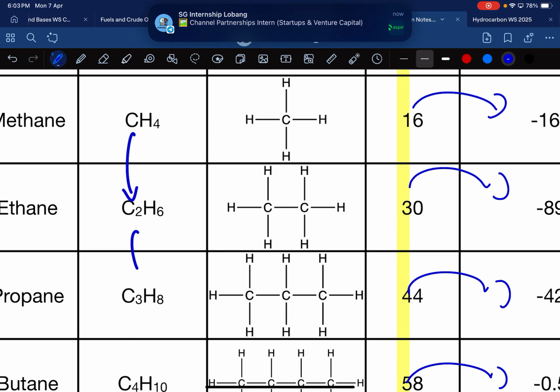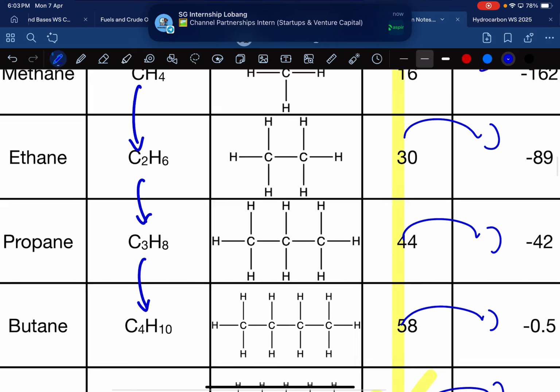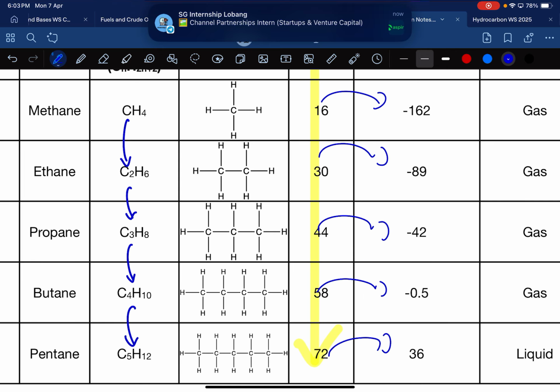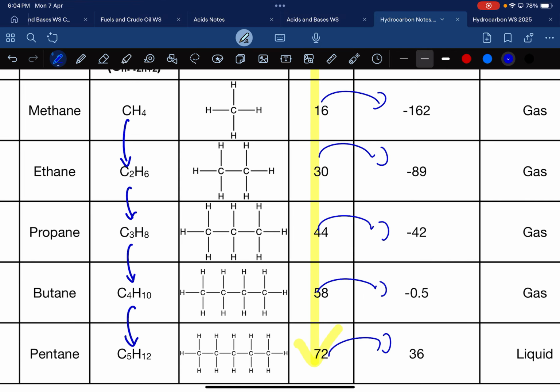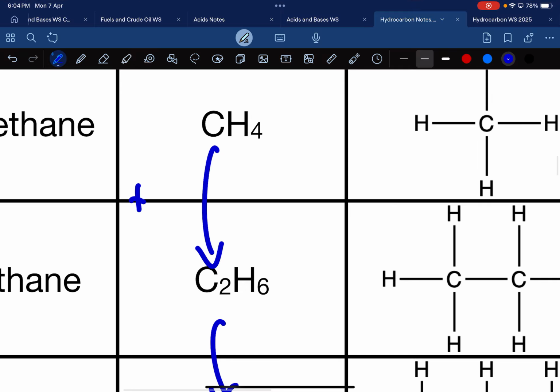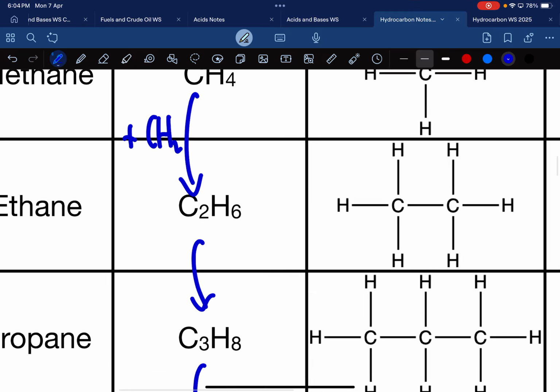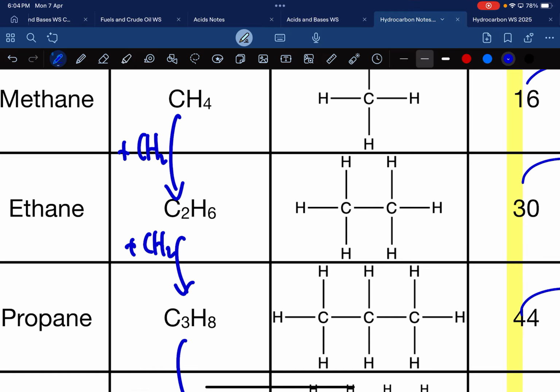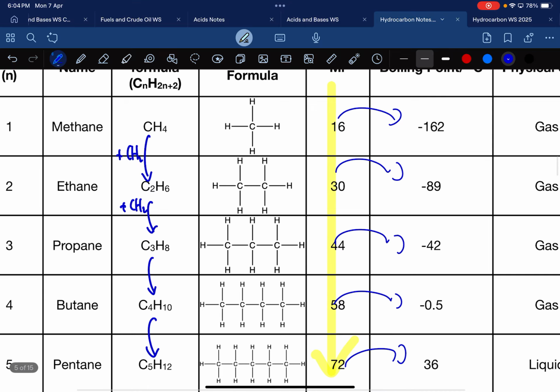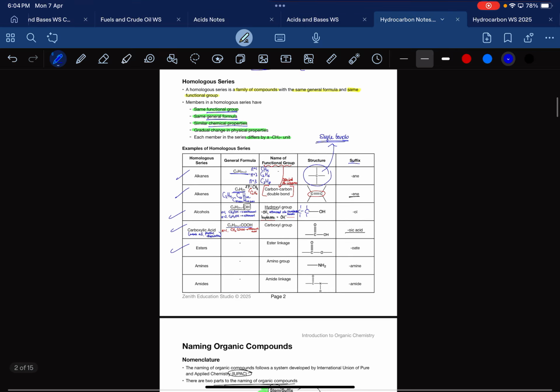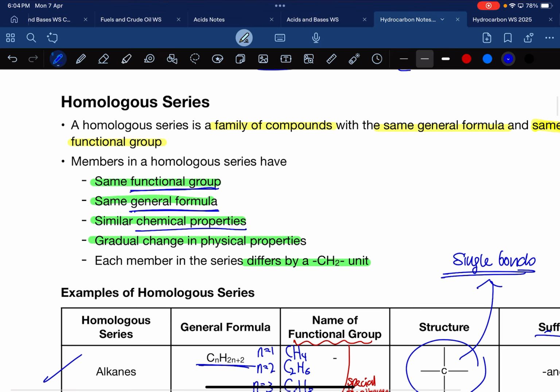As I go down, what's the difference? More carbon. Yes, more carbon. What's the difference in the formula? Plus how much? Plus CH2. I keep plussing CH2 as I go down. Okay, we did talk about this. We mentioned that each member in the series differs by a CH2 unit.